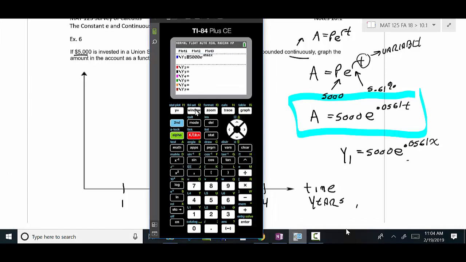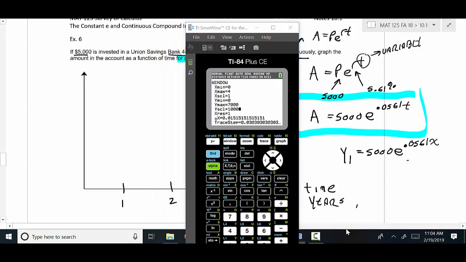So this is what I'm going to do on the window. I'm going to go 0 to 4 by a scale of 1. That's my time in years. And then I'm going to go 0 to, let's say, 7,000. Okay, and that should be fine. And then maybe scale that by 1,000. All right, and then let's just set that up. I'll let you get that put in, and then I'll start putting this on here.